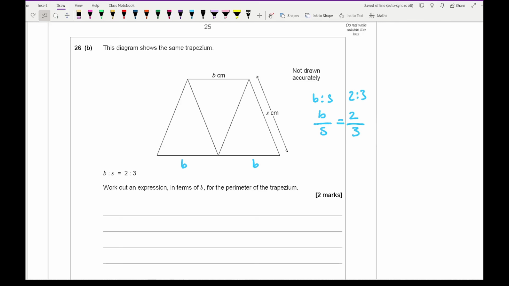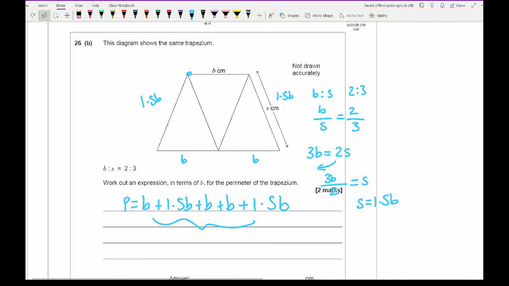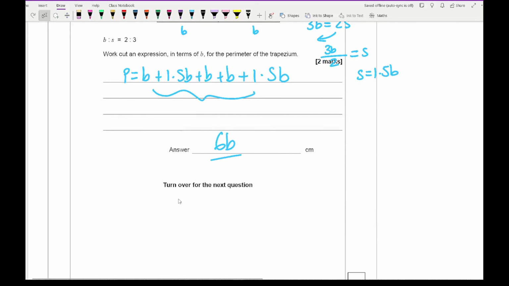Then what I need to do is some cross multiplying, in which I get 3b equals 2s. I then need to make s the subject, so I get rid of the 2. So I get that 3b divided by 2 equals s. So s equals 1.5b. So if this length here is 1.5b, then the perimeter starting here is going to be b plus 1.5b plus b plus b plus another 1.5b, and if I add all of these things together, I get a total of 6b.